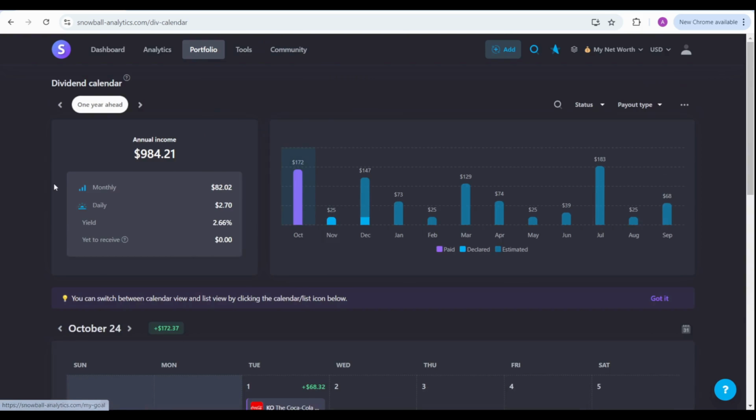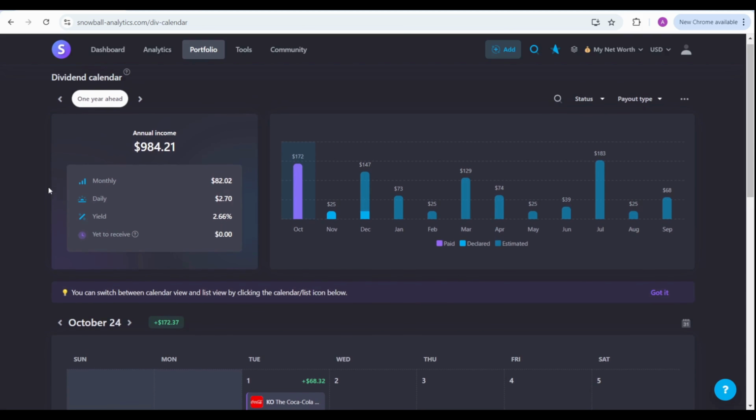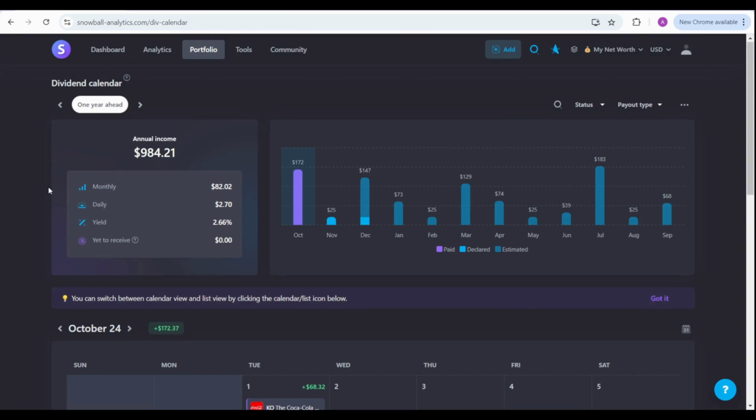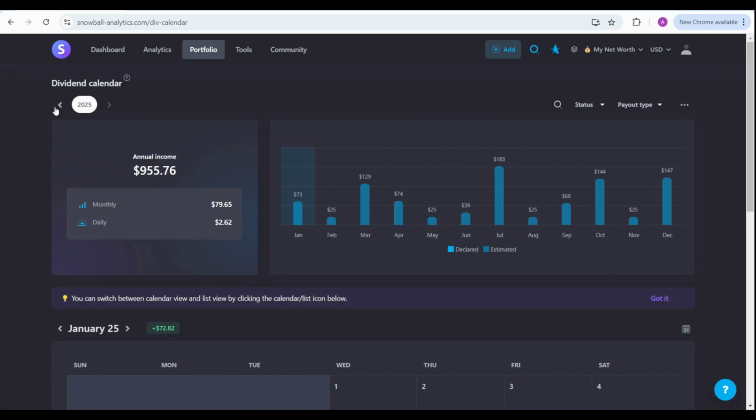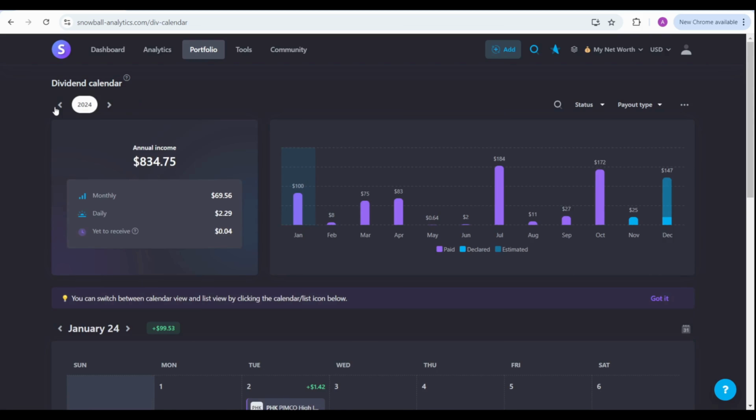And probably my favorite feature of Snowball Analytics is right here. This is the dividend calendar. So you can look at a handful of different things here. Right now we are looking at the 1 year ahead, which is going to be 12 months looking forward, versus you can also look at the income for the next year, such as 2025, or you can actually look back in time. So you can see in this year, I'm expected to make $834 versus last year, I only made $572.